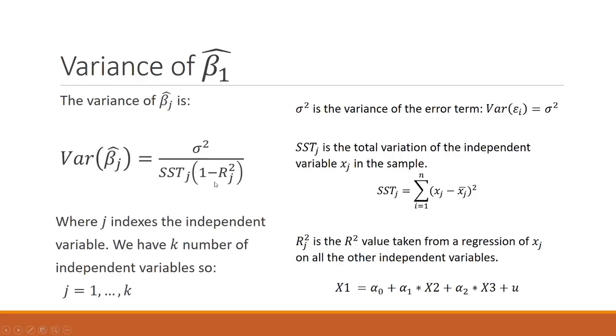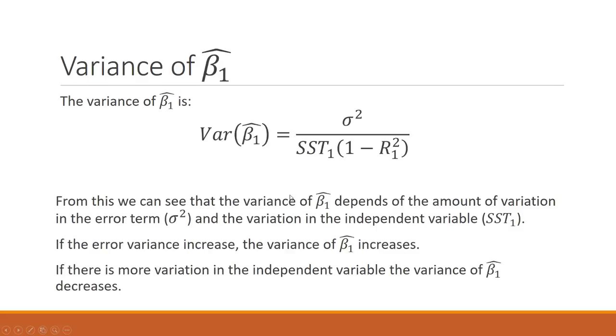All right, so sigma squared is the variance of the error term. SST_j is the total amount of variation in the independent variable. And then R squared j is the R squared taken from a regression of the independent variable x_j on all the other independent variables. So in a sense, we can say that R squared j is capturing the amount of correlation between the independent variable x_j and all the other independent variables.